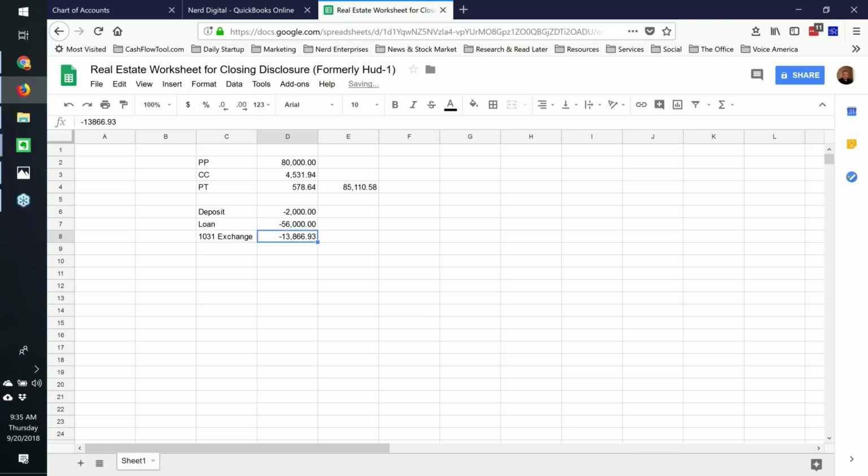13,866.93. Essentially, and just really quick, because we don't have time to go too deep into this today, what it means for those of you who don't know is if I sell a property and buy a similar kind of property within, I believe it's 45 days, or maybe it's 90 days, I forget, I can actually transfer the basis of the property that I sold into the property I bought, so I don't pay taxes on it until I've sold the new property, right? So it's a way of avoiding paying taxes.